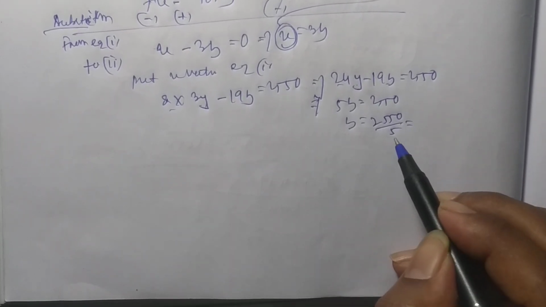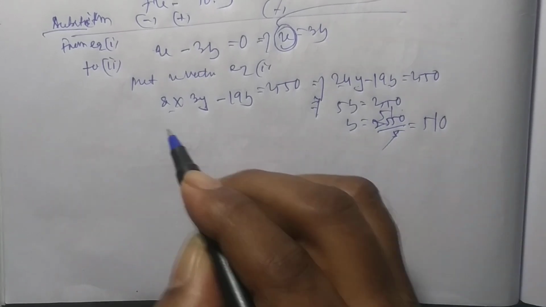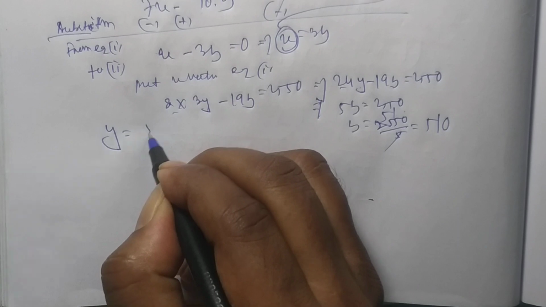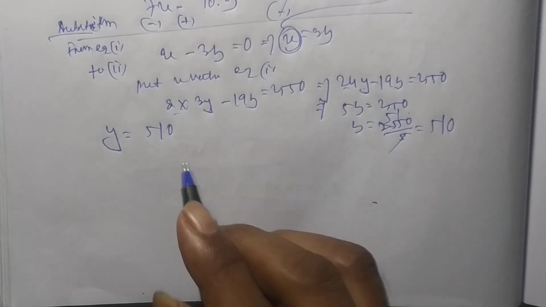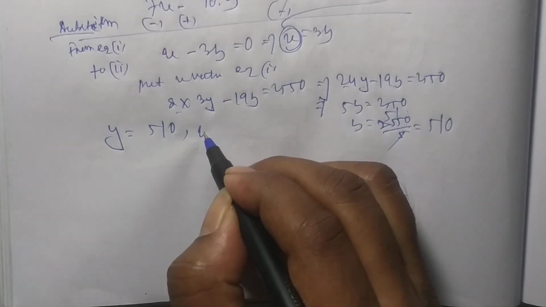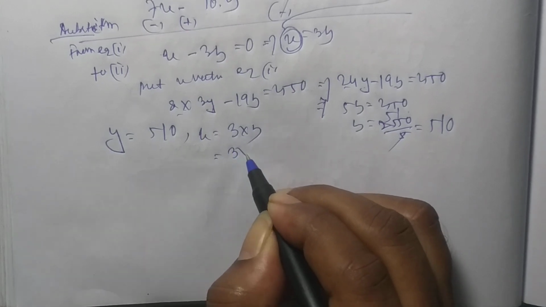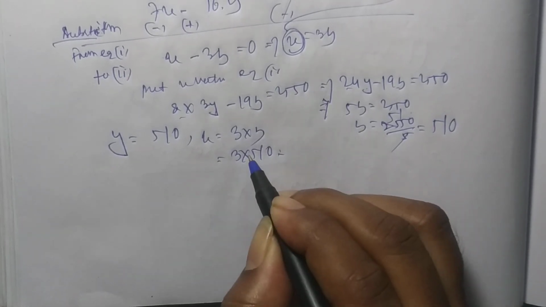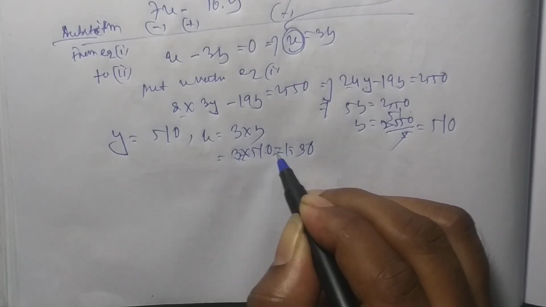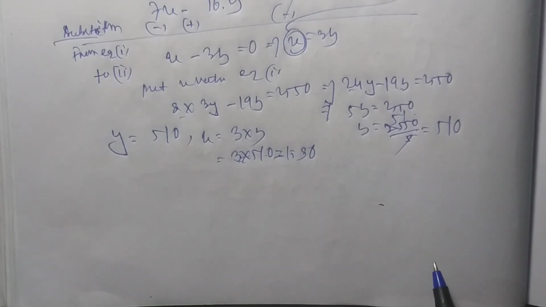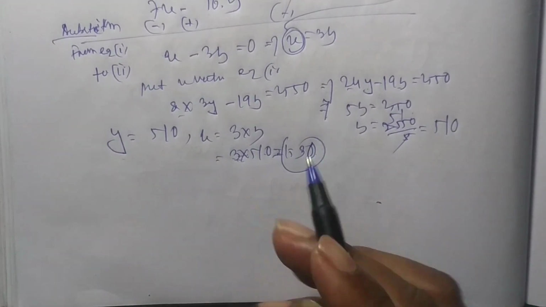Now we got y is equal to 510. If we got the y value 510, how will you get the x value? Now x is equal to 3 into y, that is 3 into 510, that is 1530. After that you get the answer.